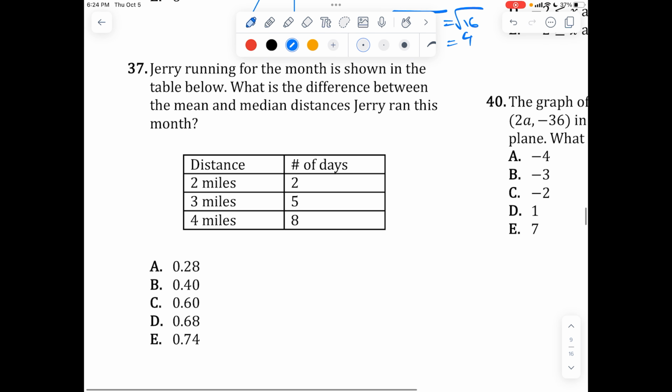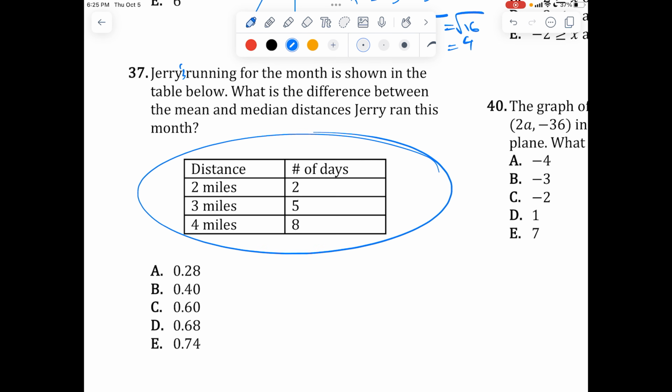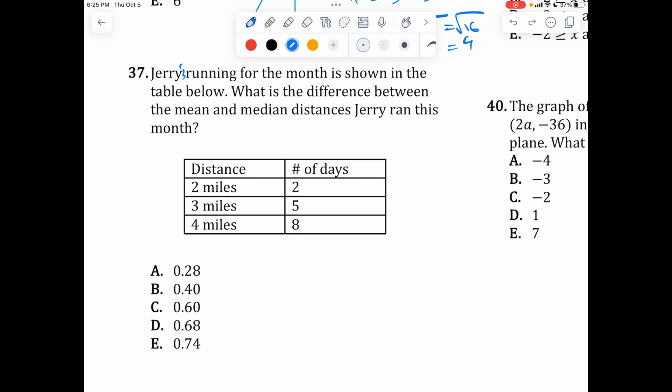Jerry's running for the month is shown in the table below. What is the difference between the mean and median distances Jerry ran this month? Okay, so this is a frequency table, frequency chart. So it's saying if you have a series of numbers, it's going to be quite long. It'll say this number 2 times, this number 5 times, this number 8 times. So what you could do is list them all out and get your median. It's the brute force method of doing it. Not the best way, but I'll just do it this way. So just keep crossing out until you get to the middle.